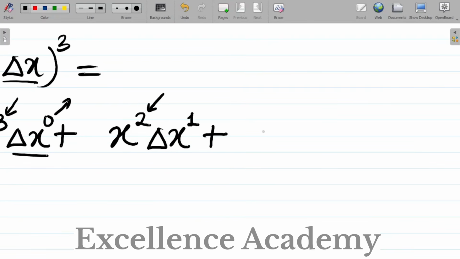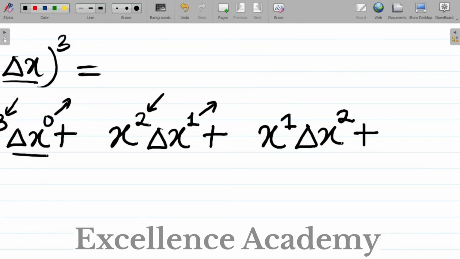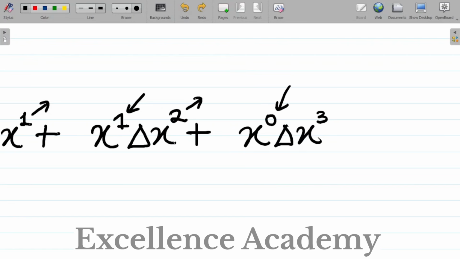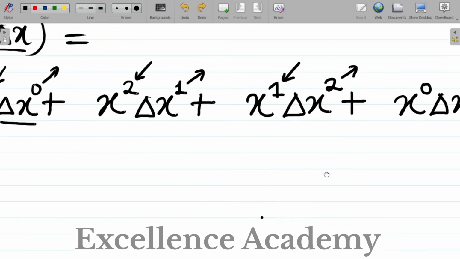Reduce this by 1. That becomes x. 2 minus 1 becomes 1. Then increase this by 1. That becomes change in x. Increase by 1. That becomes 1 plus 1, which is what? 2. Plus, for the last term there, reduce this again by 1. That becomes x. 1 minus 1 gives you 0. The second term is change in x. Increase this by 1. 2 plus 1 gives you 3. You stop when the first term has a power of 0. That's when you stop. All right. So we have this term here.